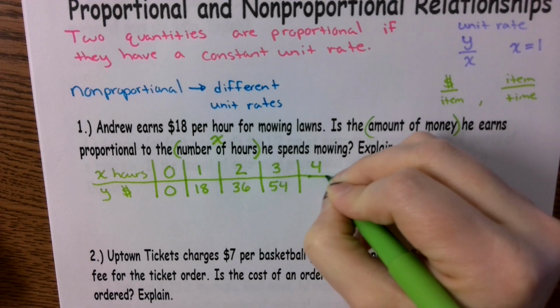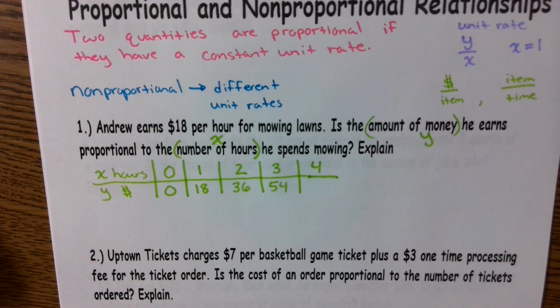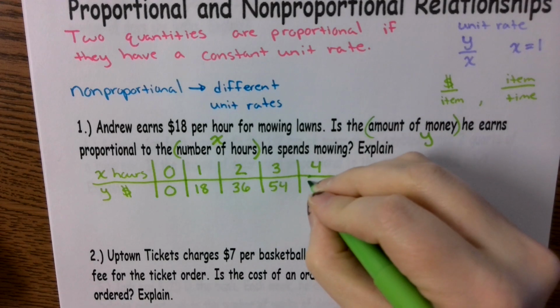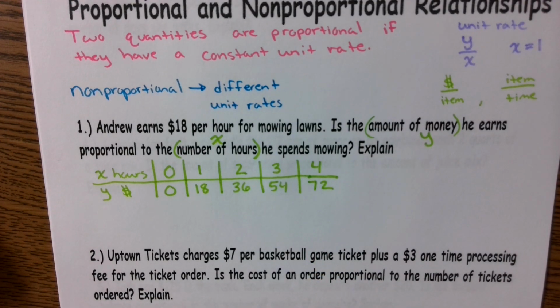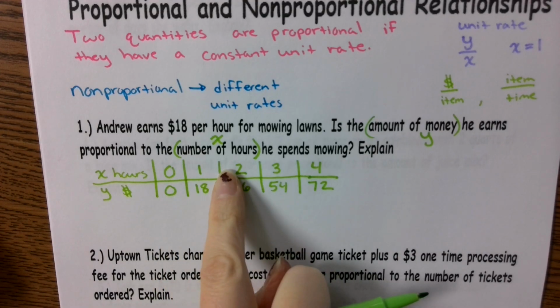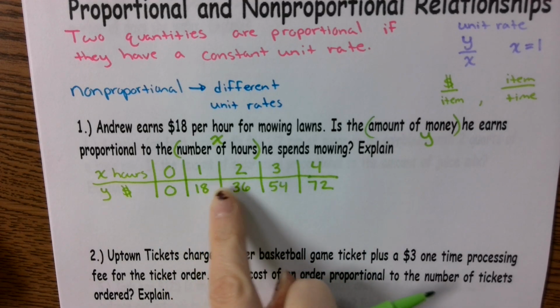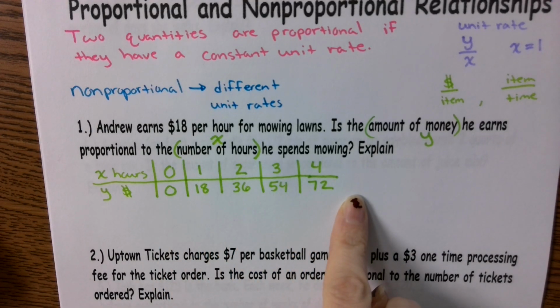And we'll do one more. Let's say he works for 4 hours. How much will he make for 4 hours? Jordan? 72. Okay, so we're just making a chart showing every time he works another hour, he gets another additional $18.